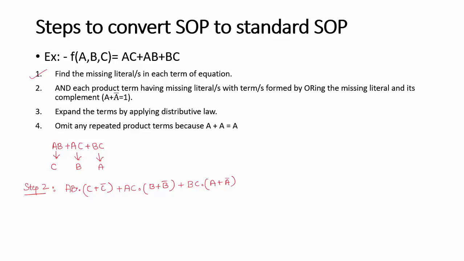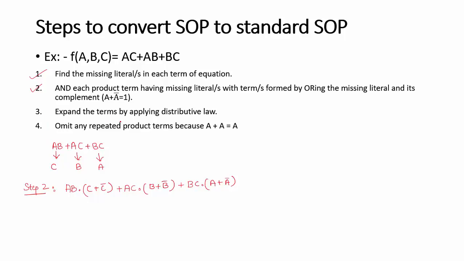By ANDing each term with the missing literal and its complement, you are not modifying the equation, because C + C bar, B + B bar, or A + A bar is 1, and when you AND any variable with 1, you will get the variable. So step 2 is done now.